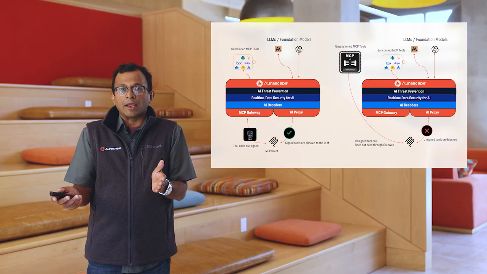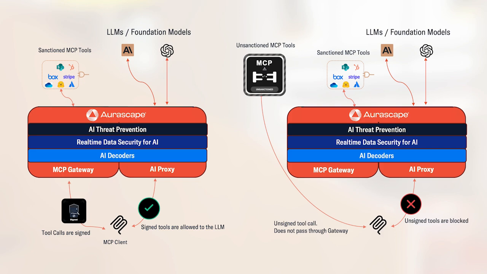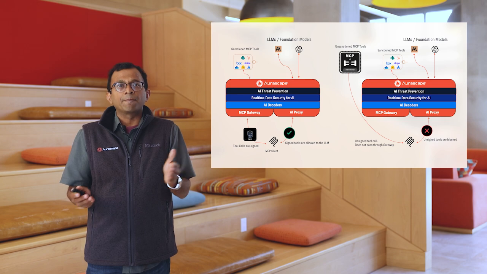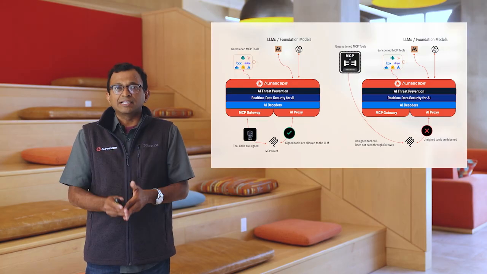The Aurascape MCP Gateway ensures agents can only use approved tools, and there's no way around it. Every tool call between the agent and its MCP server is cryptographically signed by the Aurascape Gateway. The signature is then verified on the path back to the LLM by the Aurascape proxy. So if someone tries to bypass the system, calling a tool directly or connecting to a server outside the gateway, the request shows up unsigned, and Aurascape blocks it automatically. The result is something very unique: a zero-bypass gateway for AI agents, where every tool interaction is verified and unauthorized actions simply cannot execute.